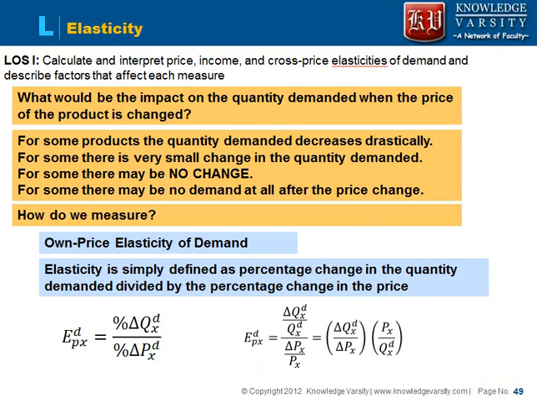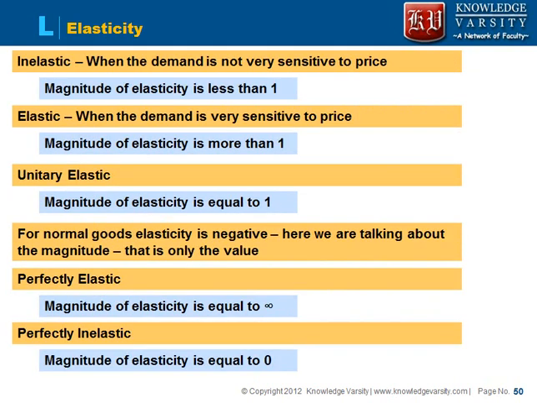In the next slide we will see the different types of elasticity. We say the elasticity of demand is inelastic when the demand is not very sensitive to price. In a case where it is not very sensitive, it is called inelastic, and quantitatively we say that the magnitude of elasticity is less than 1.